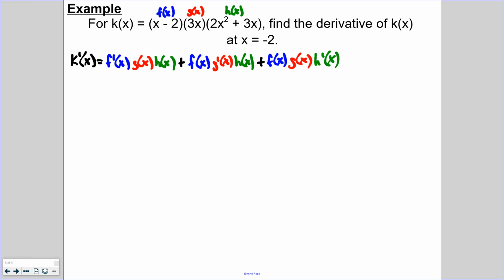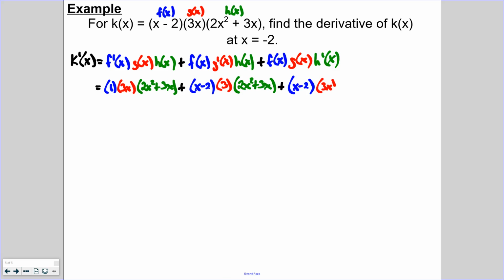All right, so now we're going to see if we can actually evaluate this without doing the scrap work, taking the derivatives as we go. The derivative of f, the derivative of x minus 2, is just going to be 1. Then we bring the g down, which is 3x, and the h down, which is 2x squared plus 3x. Plus, f of x is x minus 2, g prime is the derivative of 3x, which is just 3, and then we bring the h down, x squared plus 3x. Plus, f of x, x minus 2, times g of x, which is 3x, times the derivative of h, which is going to be 4x plus 3, because we want to take the derivative of this one.